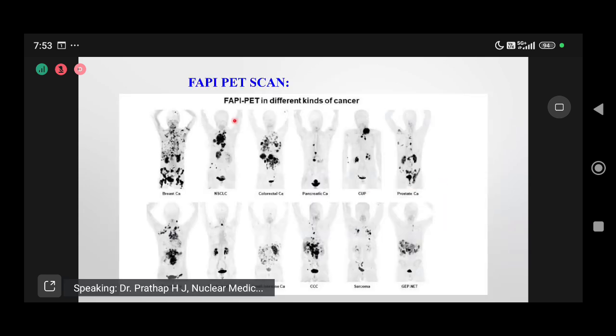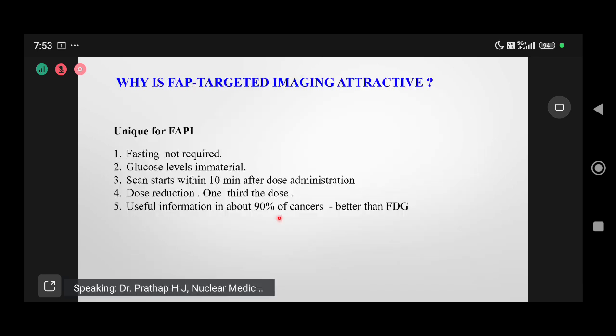This FAPI PET CT is the image of the year in 2022 or so from the Nuclear Medicine Society of the World, where FAPI PET CT was done in different cancers, and the image was given. It was in breast cancer, lung cancer, colorectal cancer, pancreatic cancer, cancer of unknown primary, even in ovarian cancers. FAPI PET CT has outstandingly done very good. These are the unique features of FAPI imaging.